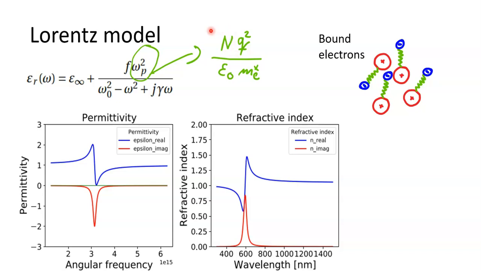Plasma frequency plays a significant role in metals, highly doped semiconductors, and plasmas, as we shall later see. Here's an example of permittivity and refractive index as function of frequency or wavelength. At resonance, we observe rapid change in both real and imaginary parts. The loss is highest at resonance, and far away the permittivity tends to the high frequency limit.